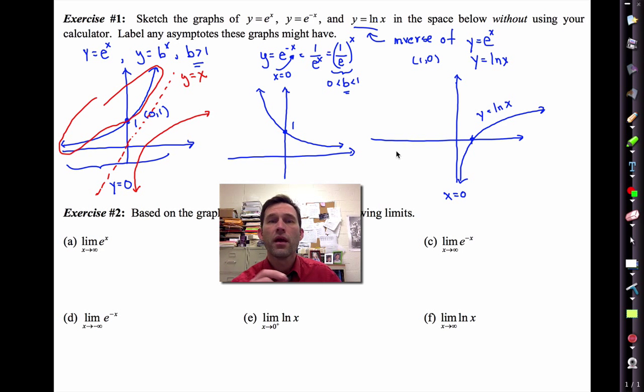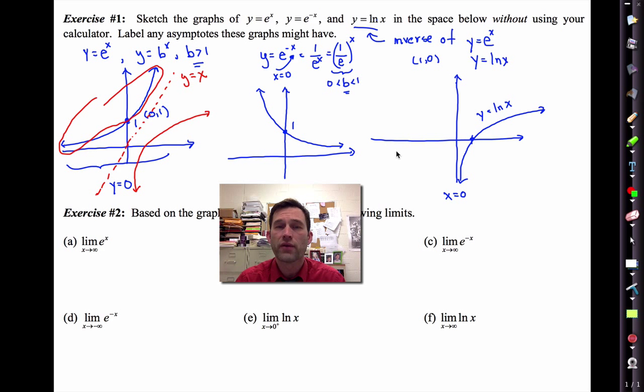Now, this is the setup exercise really for the rest of the lesson, because as I think about limits and other things involving primarily e to the x and e to the negative x, not as much with the natural logarithm function, I want to be able to visualize these graphs. I really want to understand the limits that show up in exercise 2. So take a look at exercise 2.